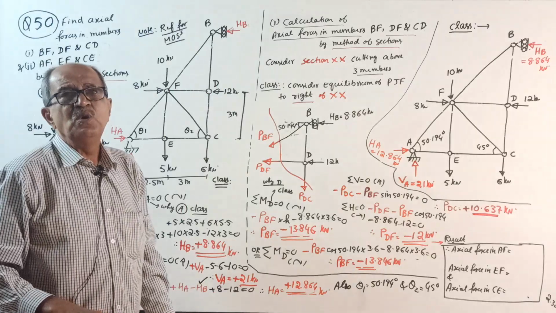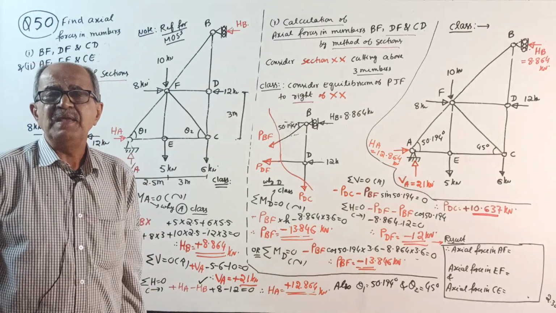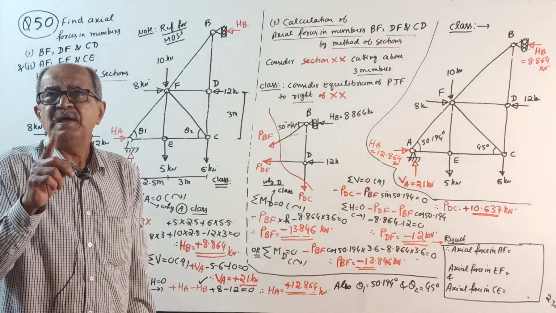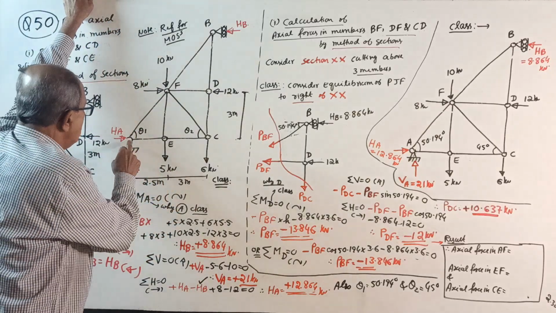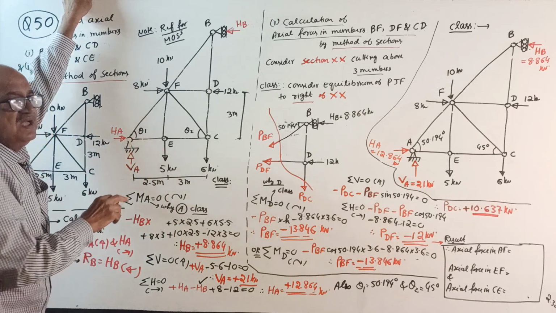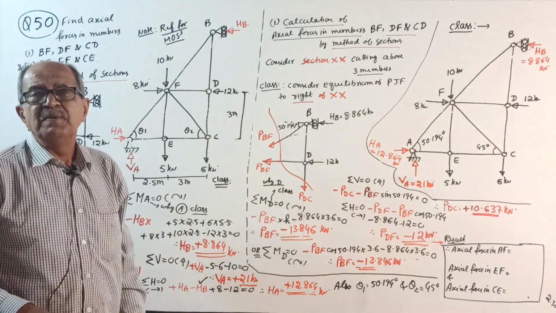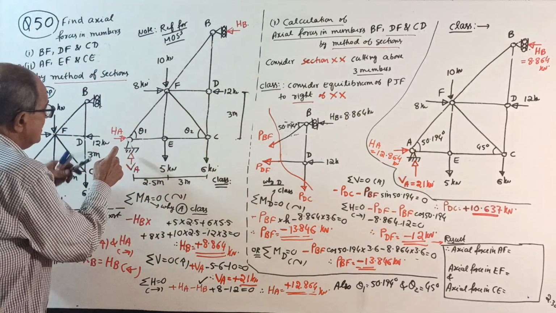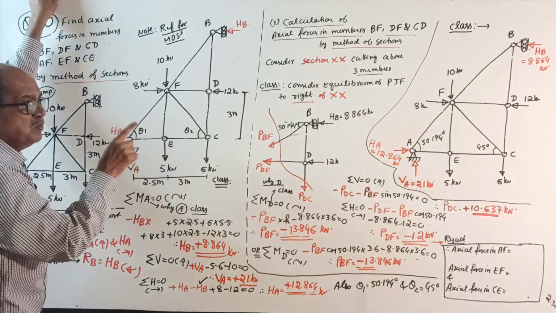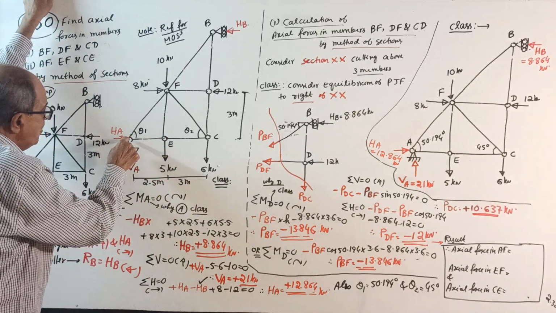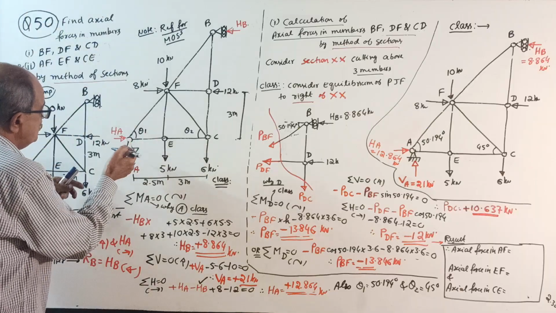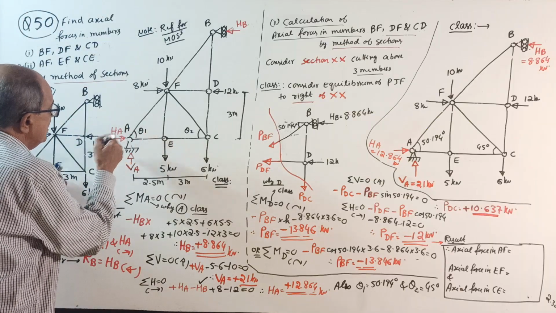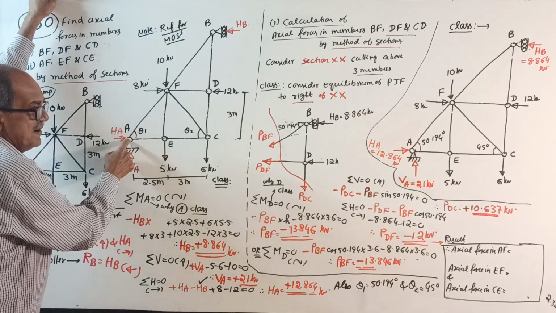I already told you long back, many times, when you consider moment equilibrium, sigma M equal to 0, always take moment about the point where there are more number of unknowns. Here, more number of unknowns at A. So make a note, more number of unknowns at A, so take moment about A.